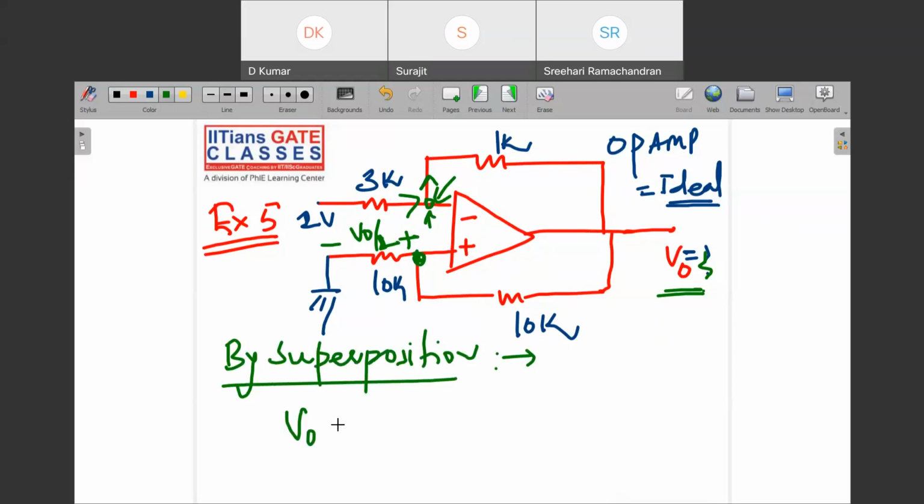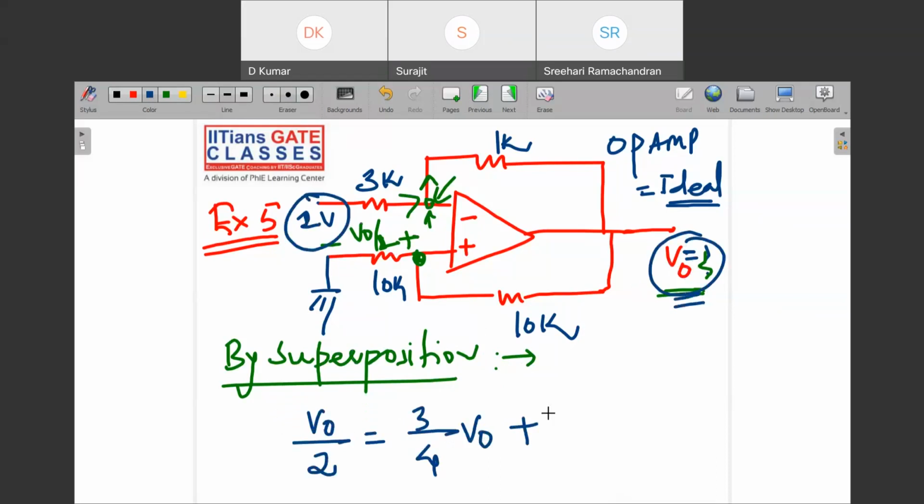So you have to find V naught. You have to find the potential at this point. The potential there is V naught by 2 equals, deactivate 2 volt and allow this V naught, so this will be 3 by 4 V naught, plus. Now forget about this V naught, and allow this 2 volt, so it will be 2 into 1 upon 4. Have both of you understood this? This is superposition, a one line answer.